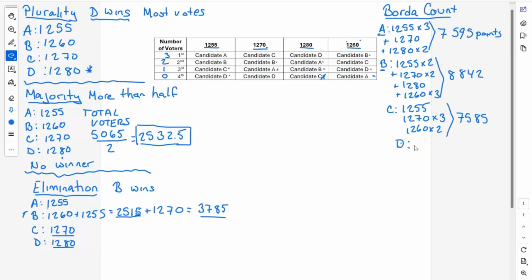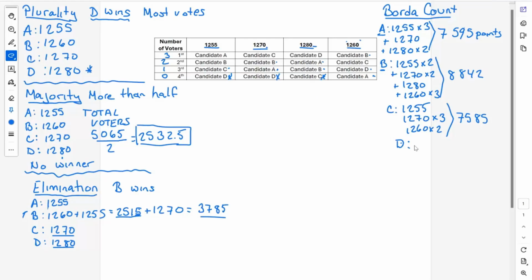Okay, and then finally, candidate D was the last choice for these 1,255 people, so candidate D gets none of their votes. D was also the last choice for these 1,270 folks, so D gets no points for them.